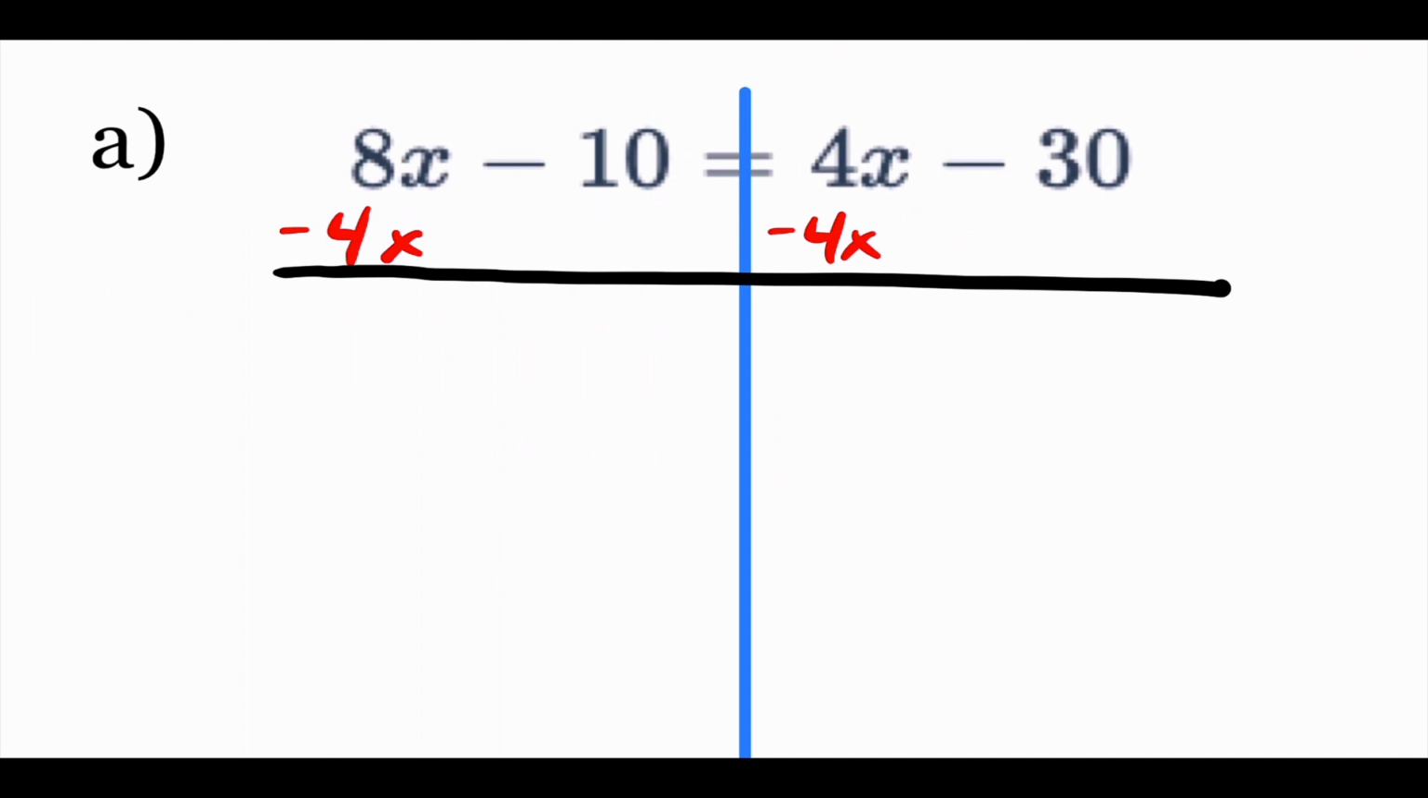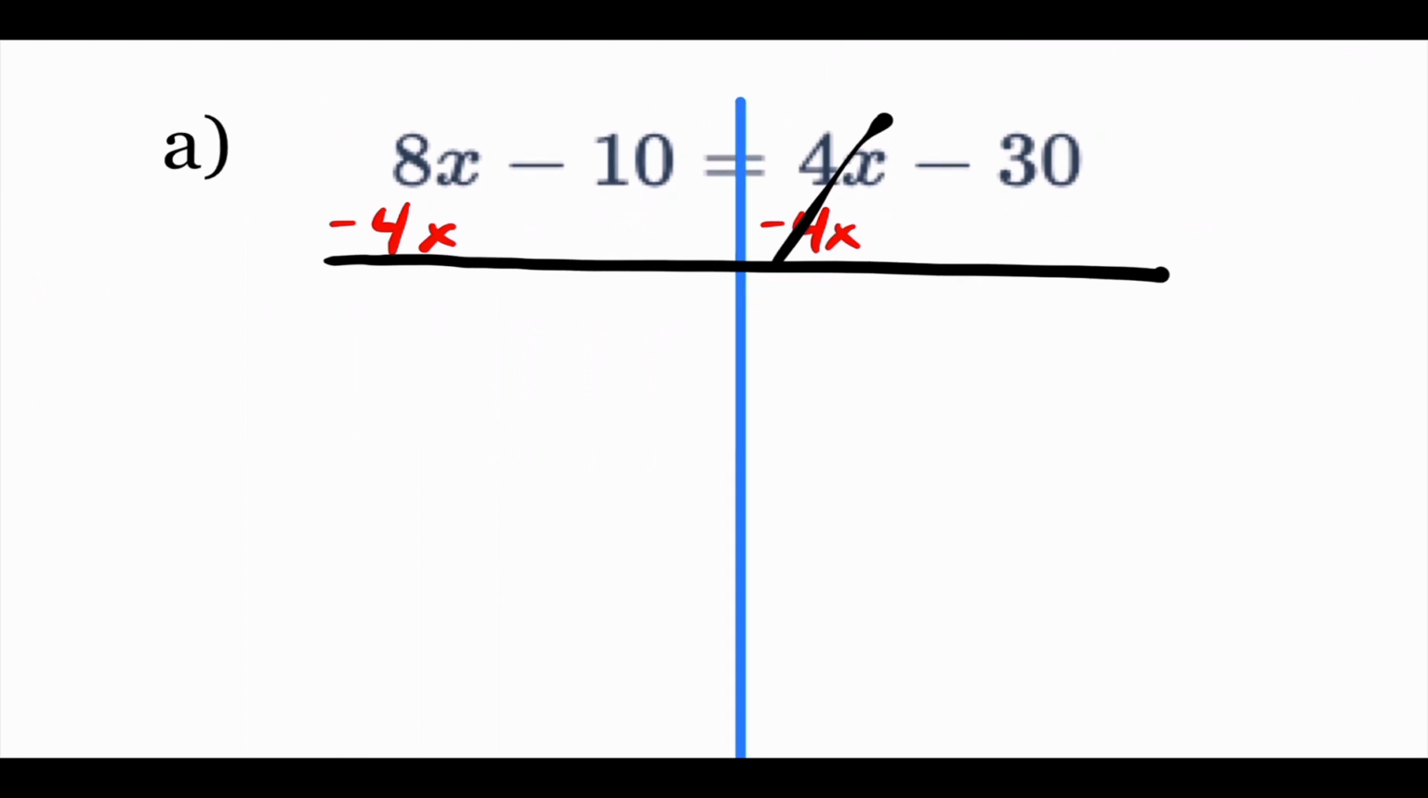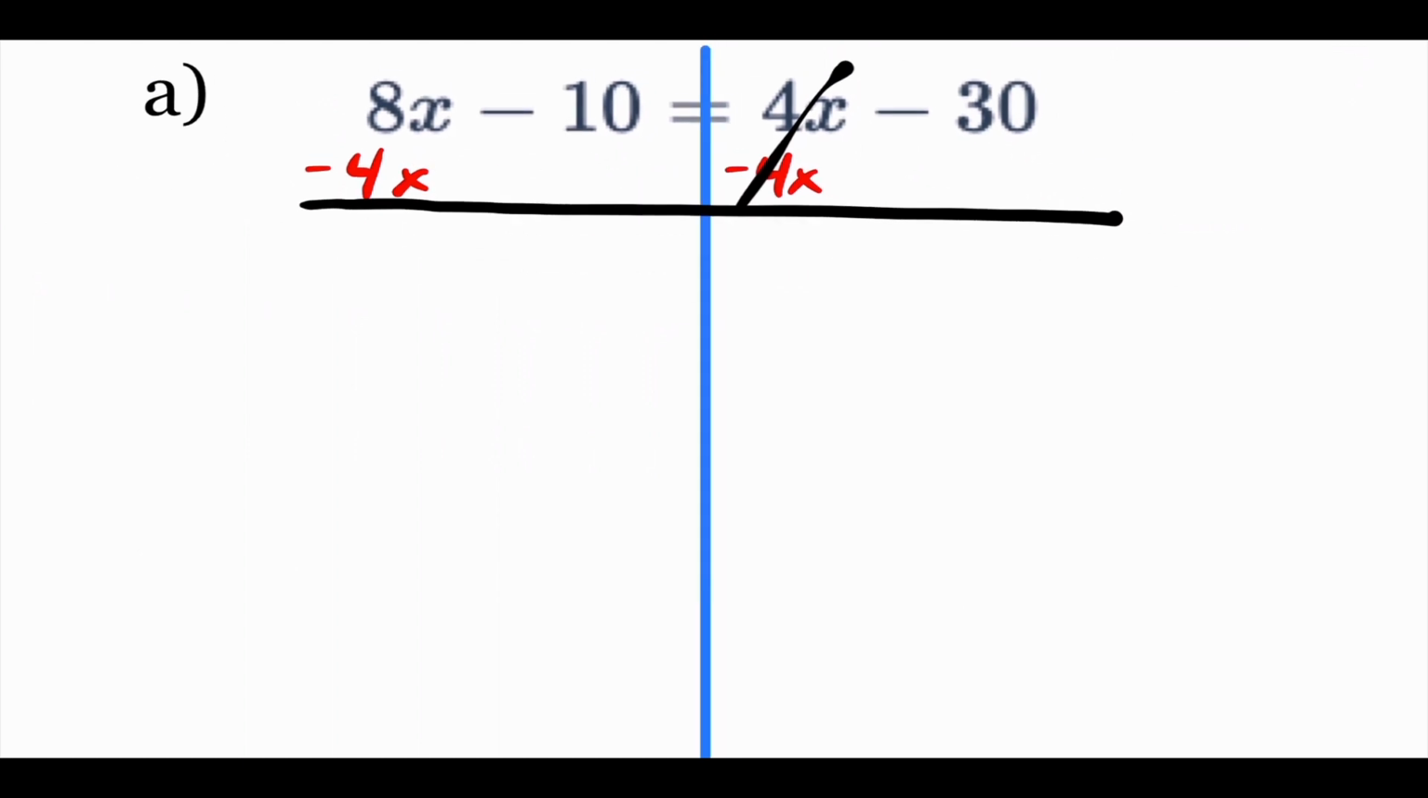So 4x minus 4x makes 0, so I'm just going to cross it out. 8x minus 4x, those are like terms now, so I can subtract them. Bring everything you haven't used down. I still have a negative 10. I still get a minus 30.